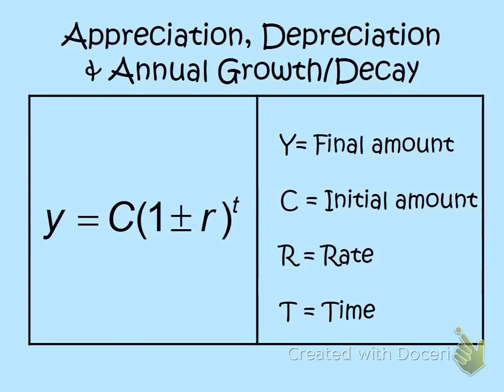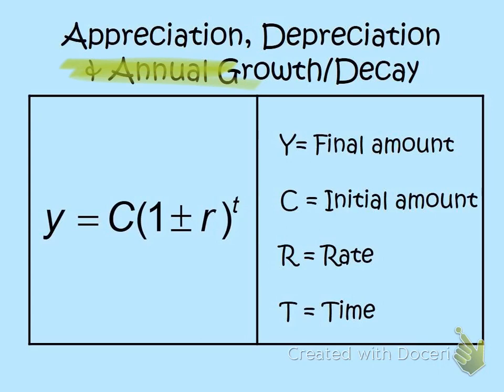The first one here is anytime we want to talk about appreciation, depreciation, or growth and decay annually, right? If we're talking about annual, then this is the formula. Appreciation, of course, means that anytime you buy something, it grows in value. Depreciation means anytime that you buy something and it decreases in value. Cars are a good example of that. The second you drive a car off the lot, it automatically depreciates. It loses its value. Growth and decay means what it means, right?